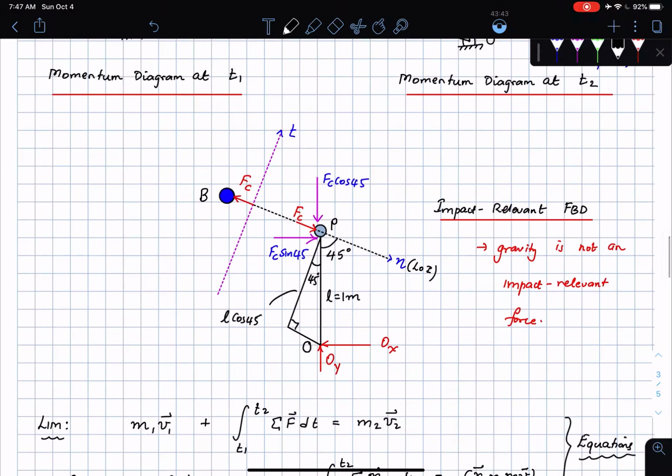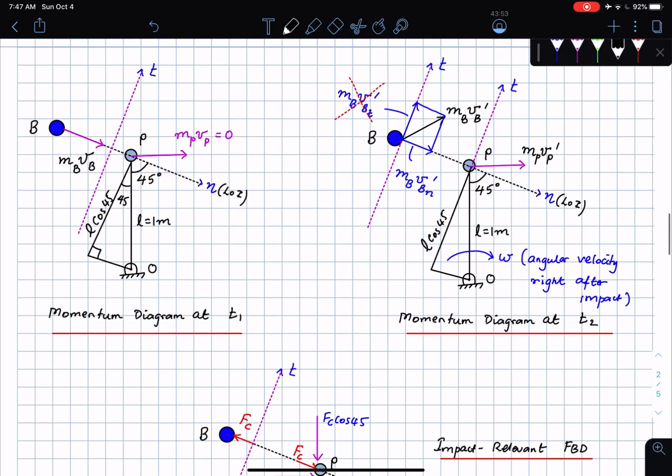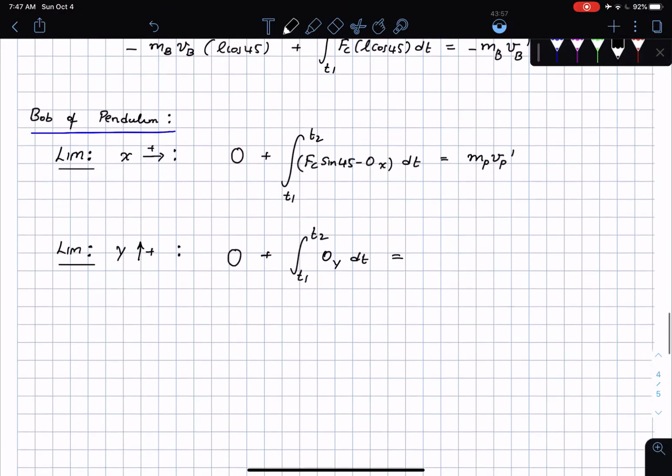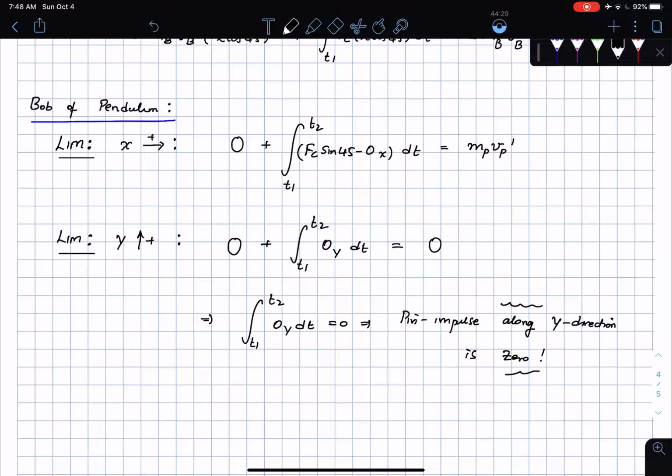I go to the impact relevant free body diagram, OY. So this means that OY dt. And then I know that the bob of the pendulum, if I go to the momentum diagram at T2, does not have a linear momentum in the vertical direction, so that is going to be 0. This is actually good news. So this implies that integral T1 to T2 OY dt is equal to 0, which means that the pin impulse along the y direction is 0. So this is one good thing that I have obtained, not that it's helping me in solving the problem, as you can see.